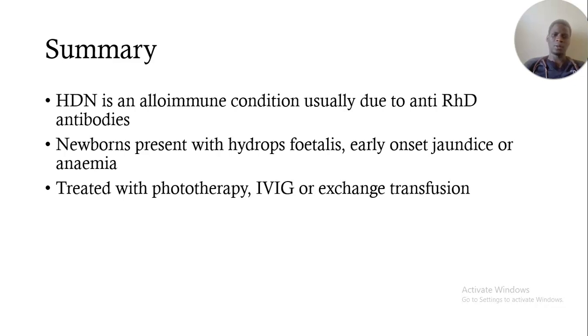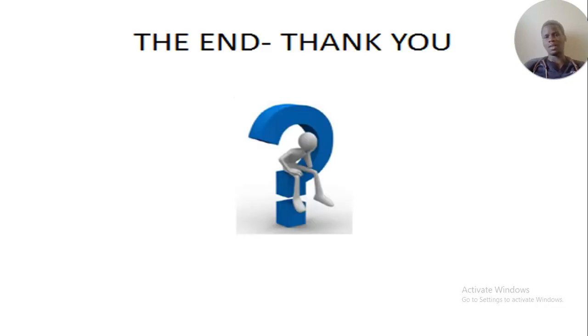So in summary, HDN is an alloimmune condition, usually due to anti-rhesus D antibodies, where the newborns can present with hydrops fetalis, jaundice, and anemia, treated with phototherapy, IV immunoglobulins, and exchange transfusion. So we have come to the end of this lecture.